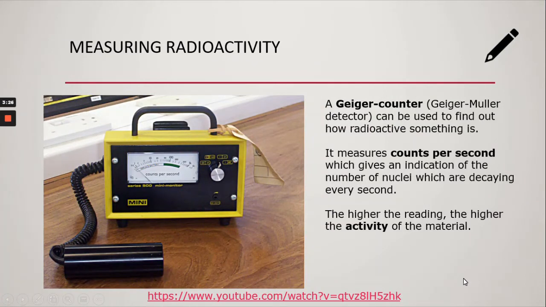So Geiger counters make that really distinctive sound. I'm not going to go into the details of how they work and why they make that sound, but I will post this YouTube link in the description for this video and on the assignment if you want to find out more about Geiger counters and how they work. But the key thing to know is that radiation can be measured as counts per second, and the higher the counts per second, the higher the activity of the material. So if a radioactive material has high activity, that means it's very radioactive and there's a lot of nuclei decaying every second.